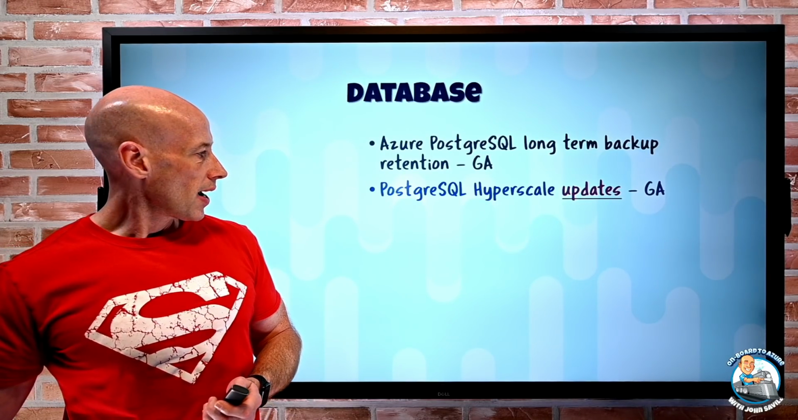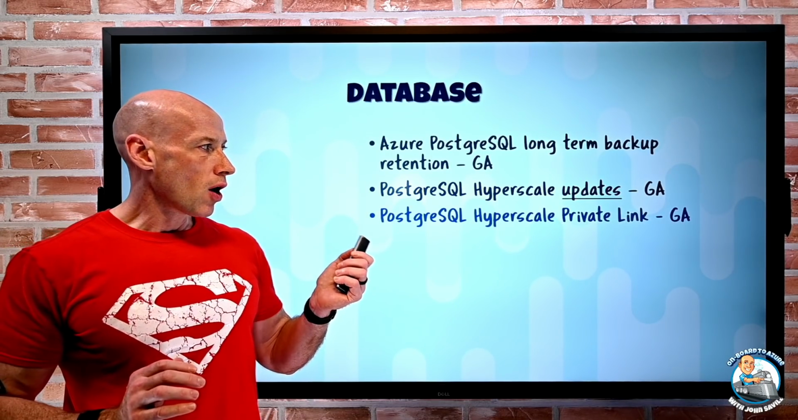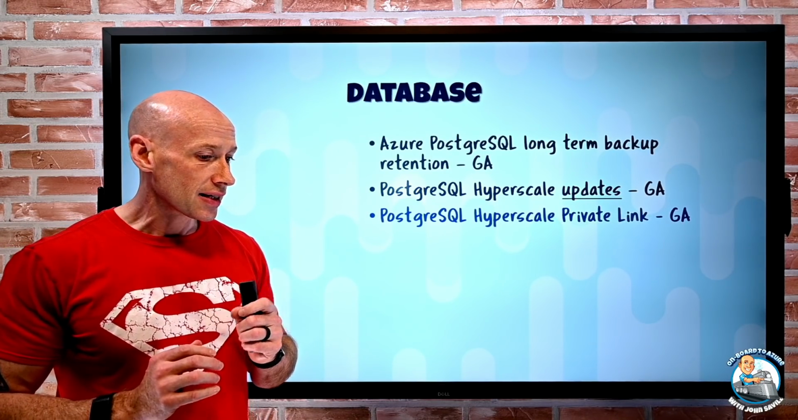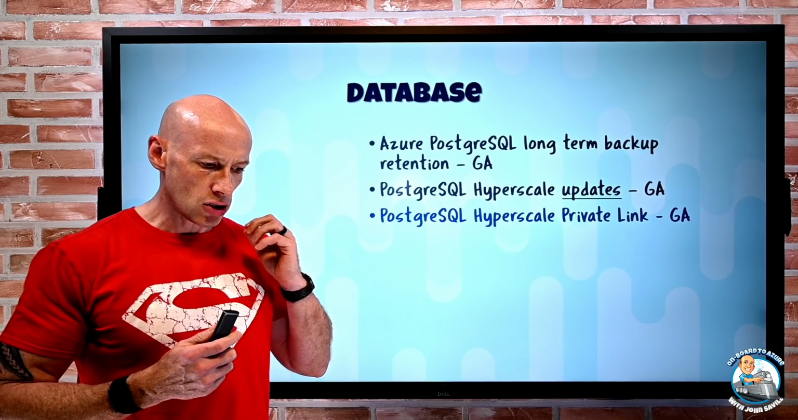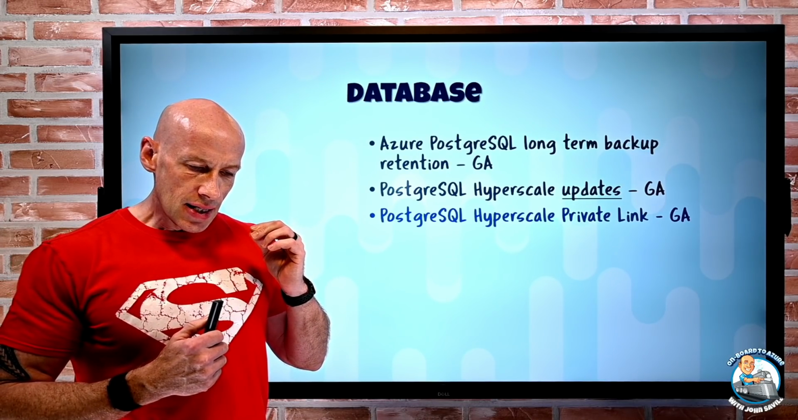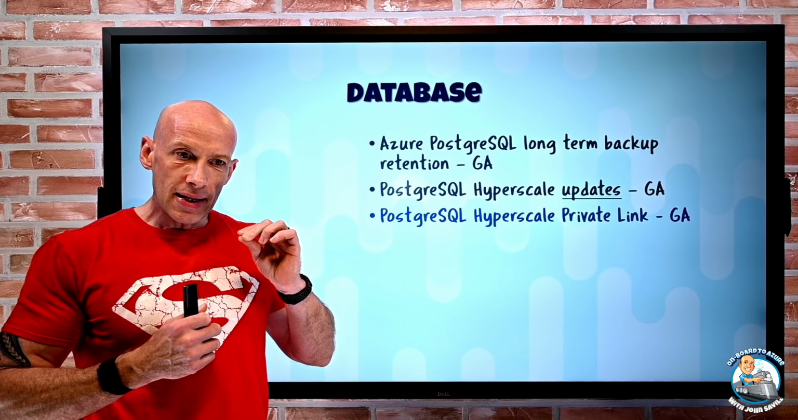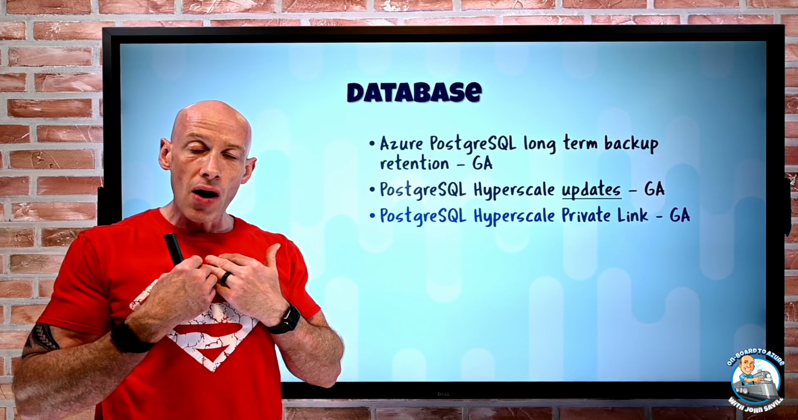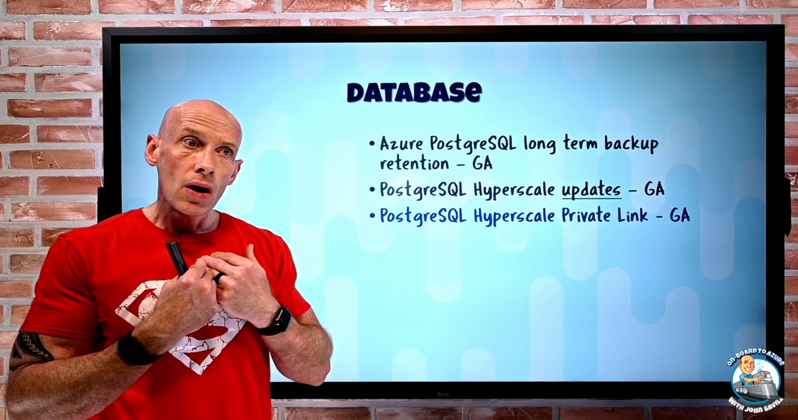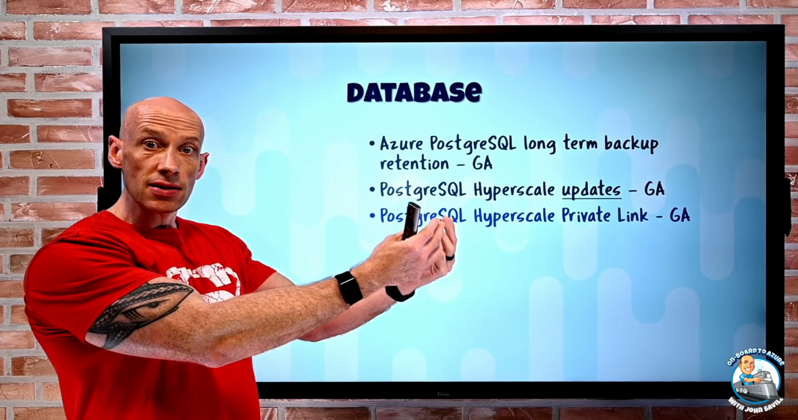Now we also have PostgreSQL Hyperscale private link in GA. So this is huge. Remember, private link gives me the ability to have an IP address in my virtual network that represents a specific instance of a service.